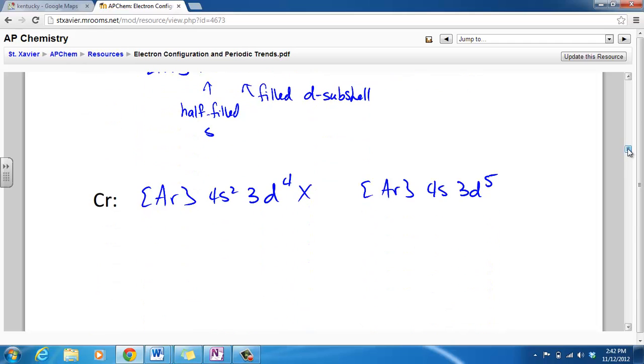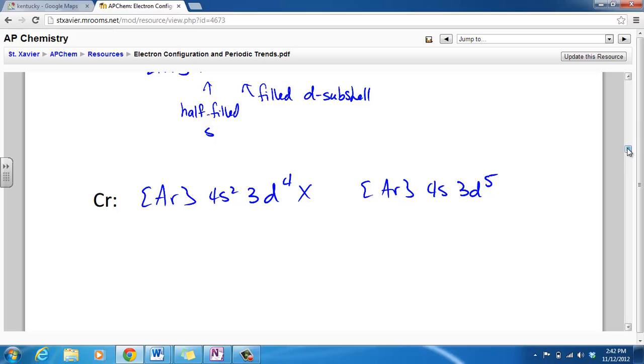We also see this with chromium. With chromium, we have these paired 4s electrons, and then we have a 3d4 is what you expect. What we actually see is that an electron goes from the 4s, it unpairs, and it gets promoted to the 3d. In this one, all these electrons are unpaired. They are not forced to be in the same orbital along with other electrons, and that does tend to stabilize things. So when exceptions do occur, that'll be why.